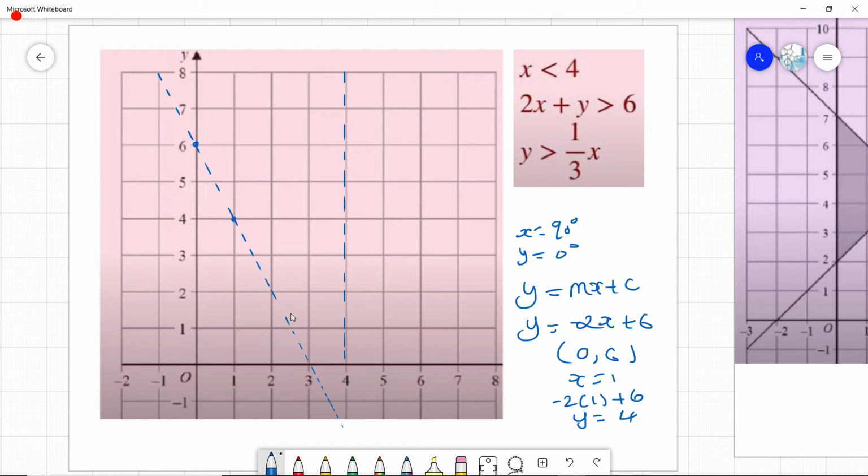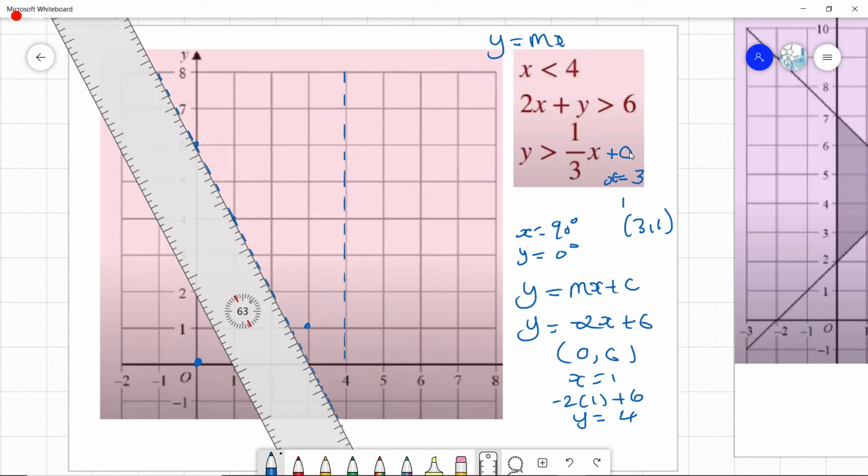Now we've done this, the last portion we need to do is plot the line y equals a third x. If we have something in the form y equals mx, you can always add a 0 here to remind you that it crosses at 0. It crosses at 0, which is about here. Then we get a value for x. Let's say x equals 3 this time. Why am I using 3? Because it will give me a whole number, since 3 times a third is 1. So the point would be (3, 1). So (3, 1) is here. And again, this is going to be a dotted line.